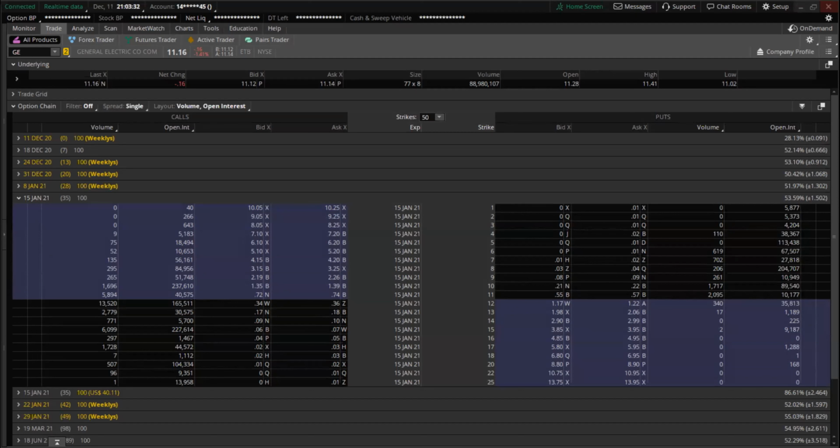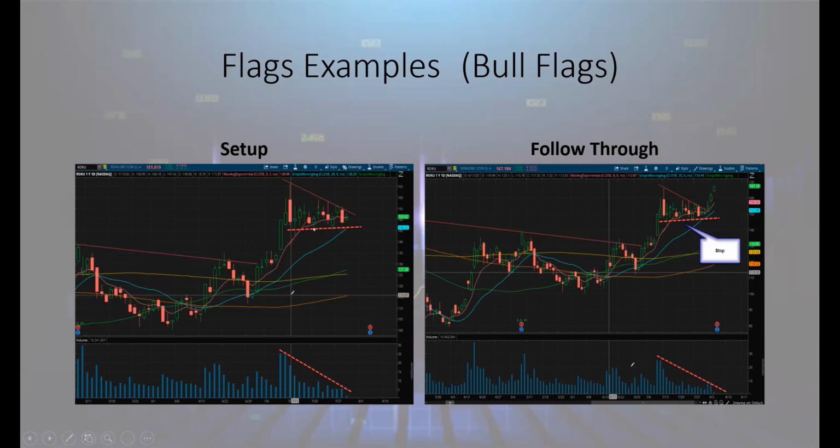Let me see if I can get. Nope. So this blue line's the 20 MA. Oh, we can't see it. Oh, sorry, hold on. Can you see it now? Yes.